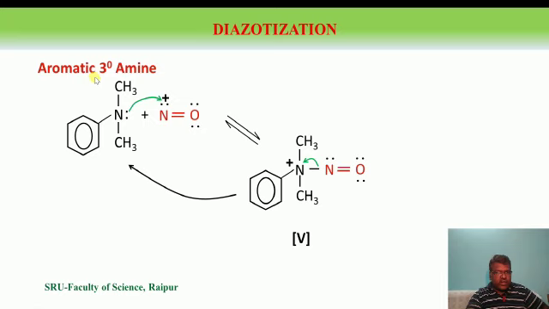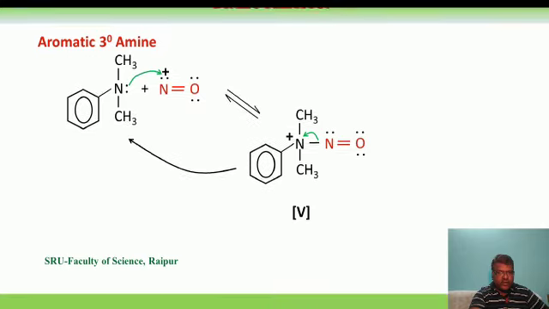Tertiary amine reacts with nitrosonium ion to give compound fifth, which is unstable, and it again dissociates into tertiary amine and nitrosonium ion.